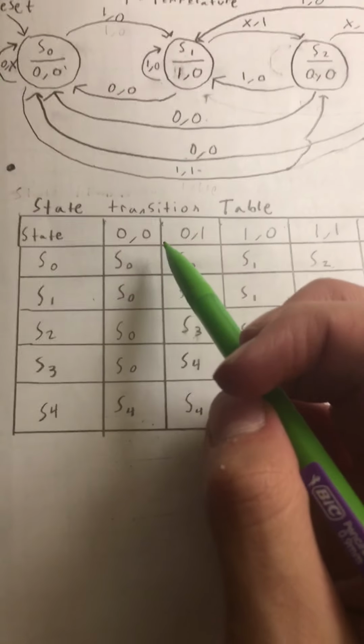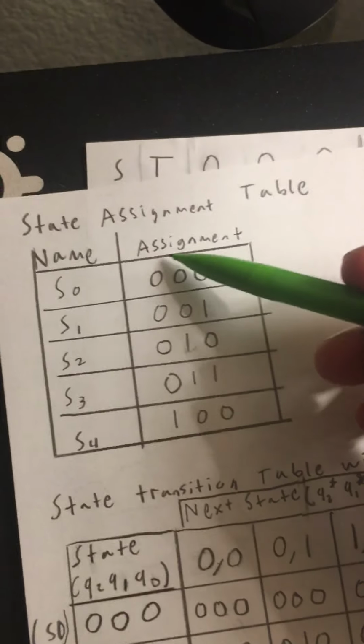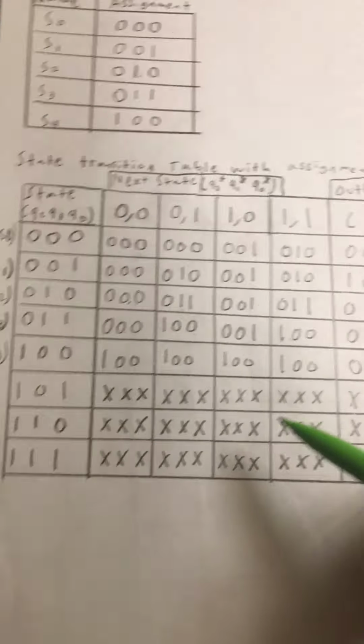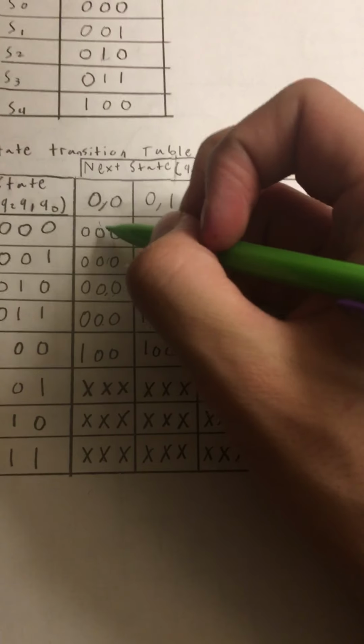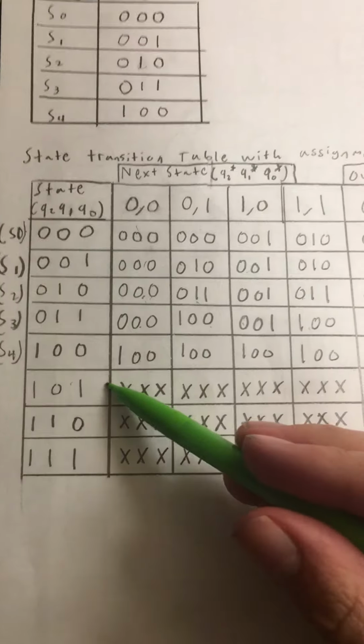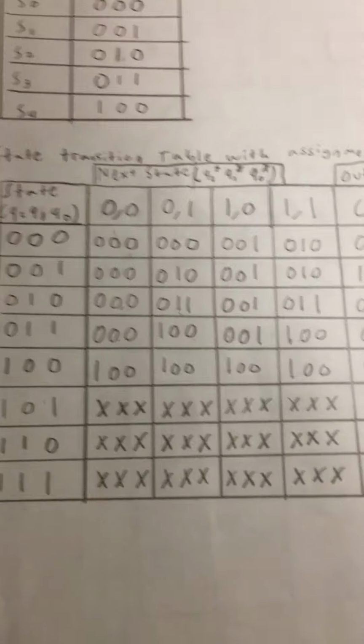So this is my state transition table. This basically just indicates what the next state is going to be given a certain input. And these are the outputs relevant to each state. This is my state assignment table indicating what each state represents in terms of binary numbers. And this is my new state transition table with the numbers put in place for the state names. And these are all the don't cares for the values of the states that can't exist. So these are states S0 through S4, and all these other states are just states that aren't possible with a given model.